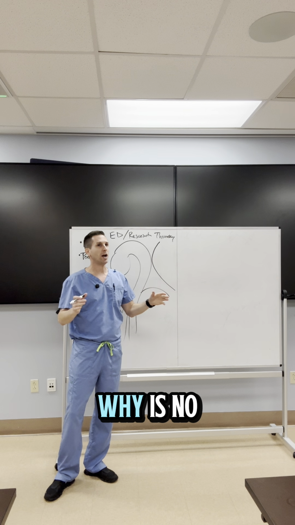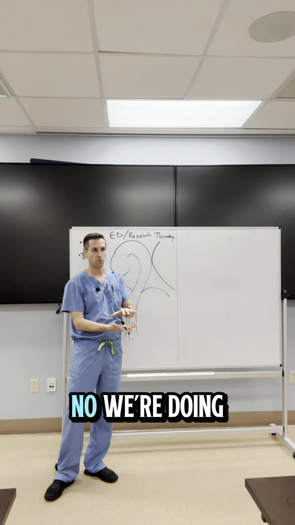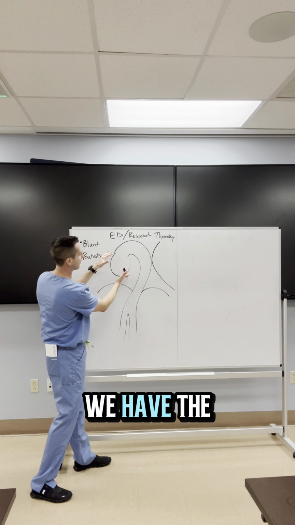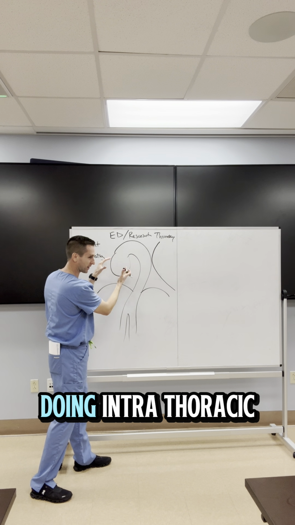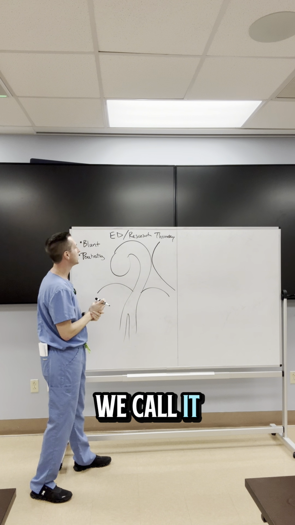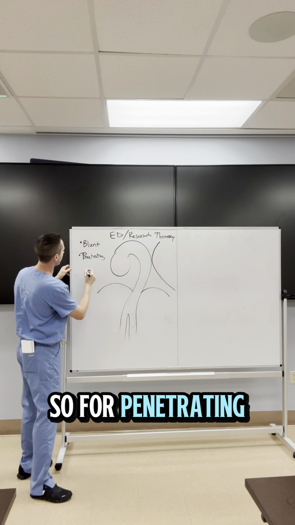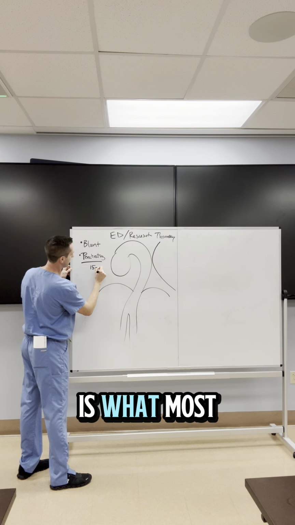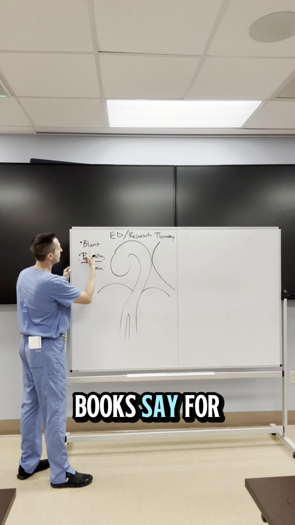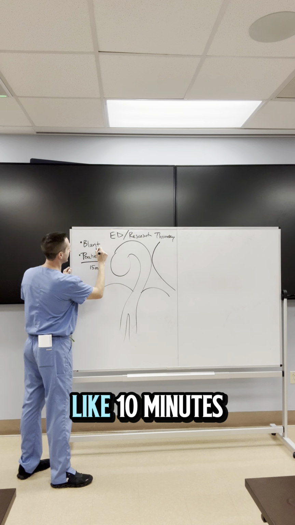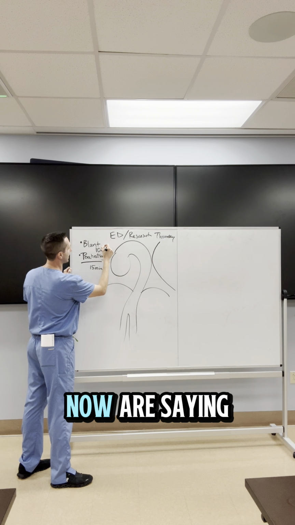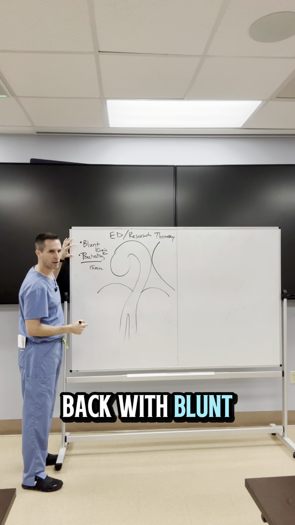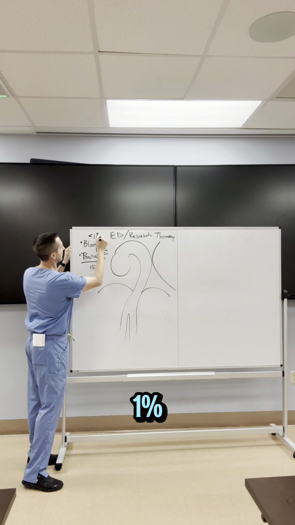Because then in the room, they're like, why is no one doing CPR? It's like, no, we're doing CPR, as aggressive a CPR as you can do. We have the heart in our hands, and we are doing what we call intrathoracic cardiac massage. For penetrating, the timing is losing pulses within 15 minutes, is what most books say. For blunt, the timing used to be 10 minutes, but some books now say even 5 minutes, because the chance of getting someone back with blunt trauma is less than 1%.